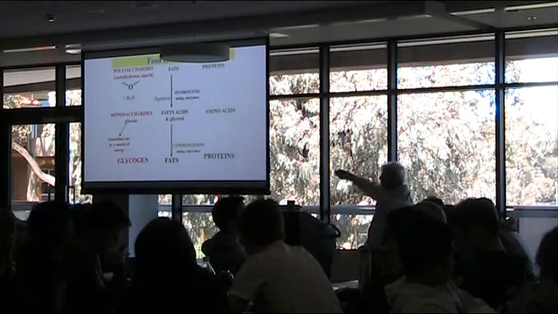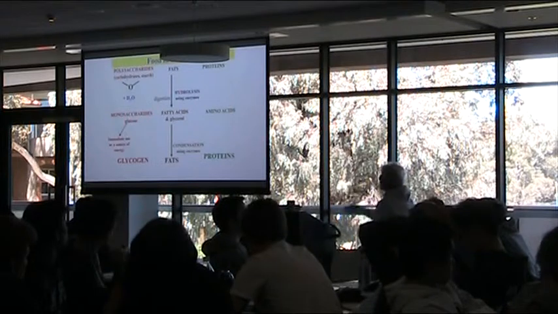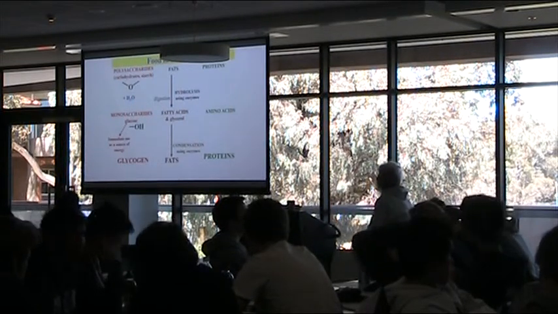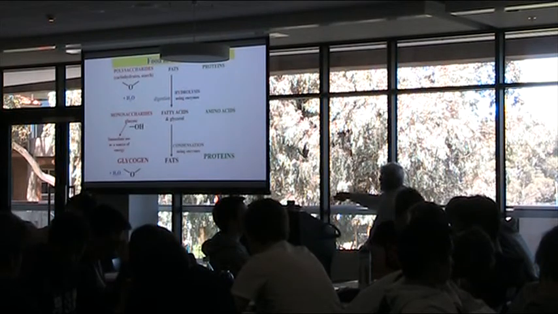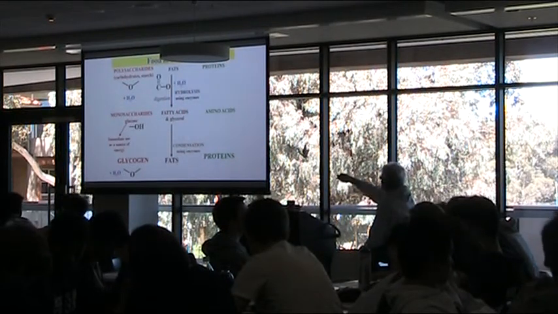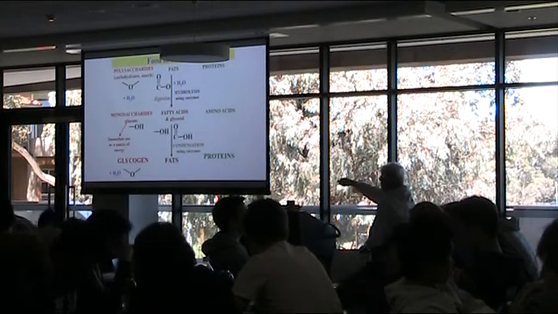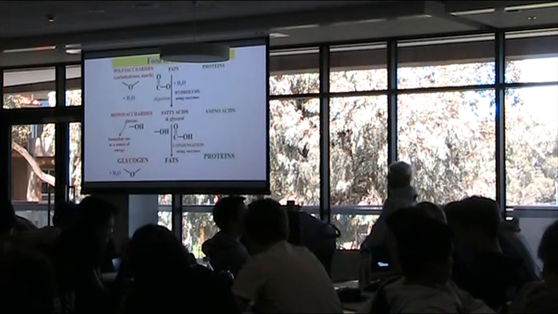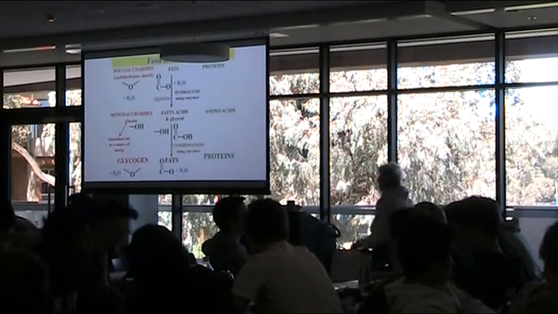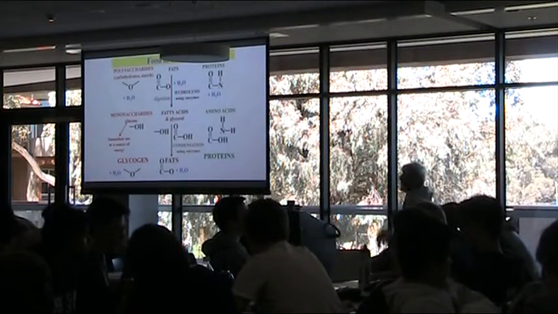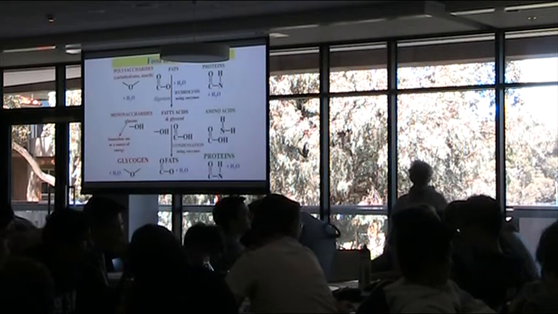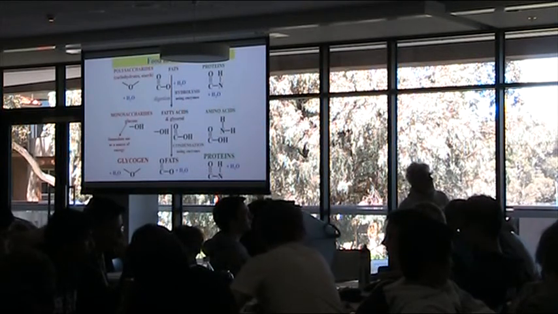Here we have ether or glycosidic link plus water giving hydroxyl. Hydroxyl plus hydroxyl giving water plus the glycosidic link. Here we have ester plus water giving hydroxyl plus carboxyl, combining again to give ester plus water. Then you have peptide plus water giving carboxyl and amino. Just a nice little reminder of the fundamentals.